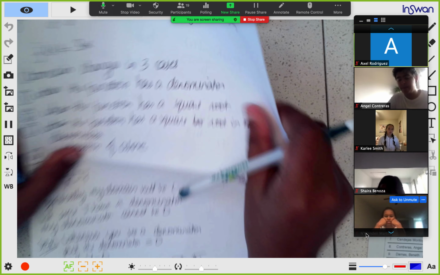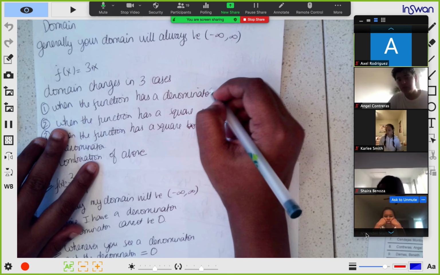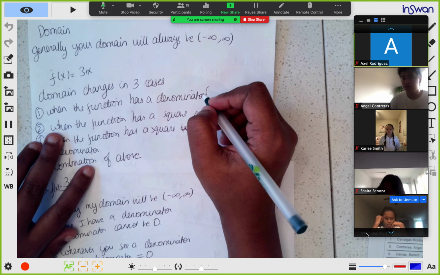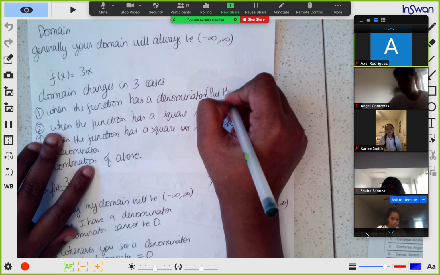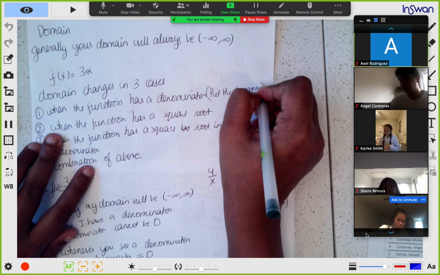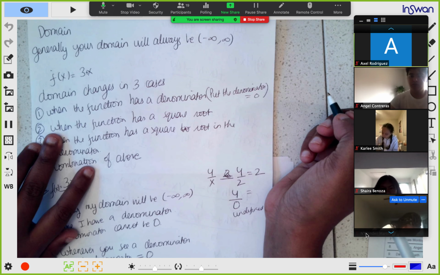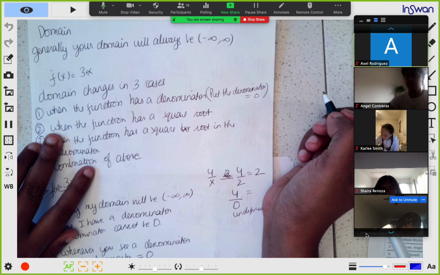So we are done with the first part here. It says when the function has a denominator, wherever you wrote this, put the denominator equal to 0. So whenever you have a denominator, you put the denominator equal to 0, solve, and exclude those points.